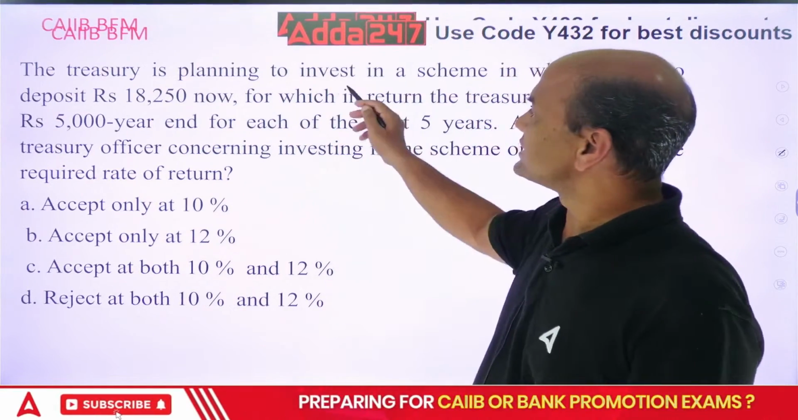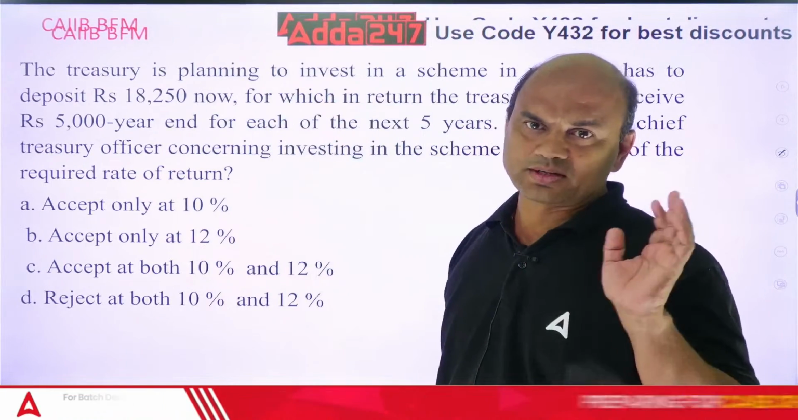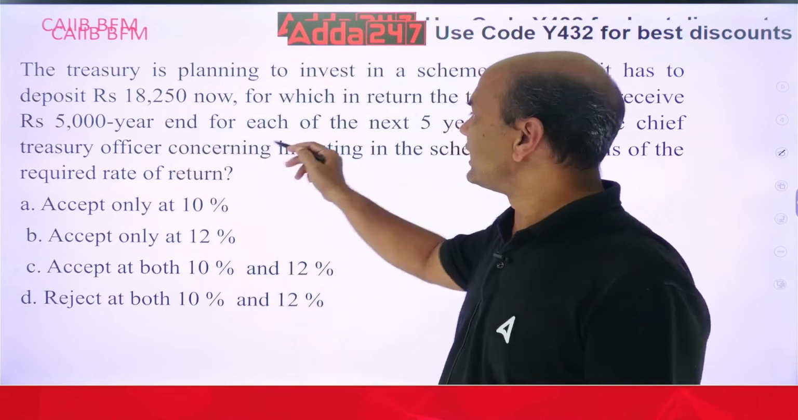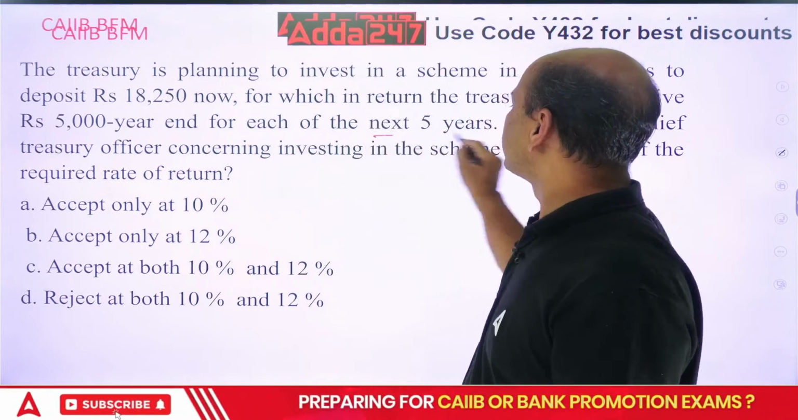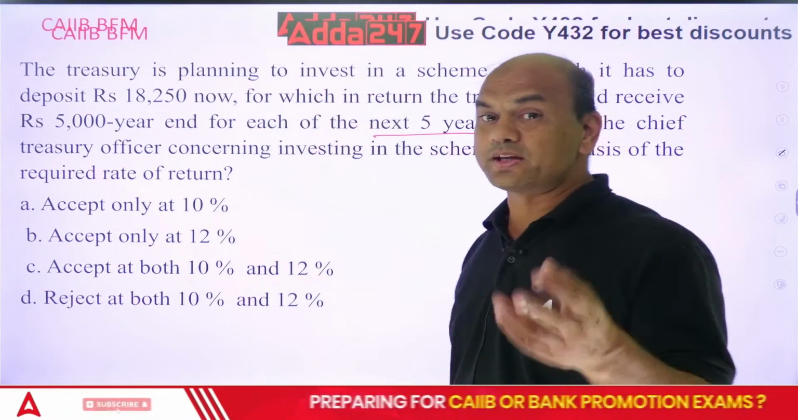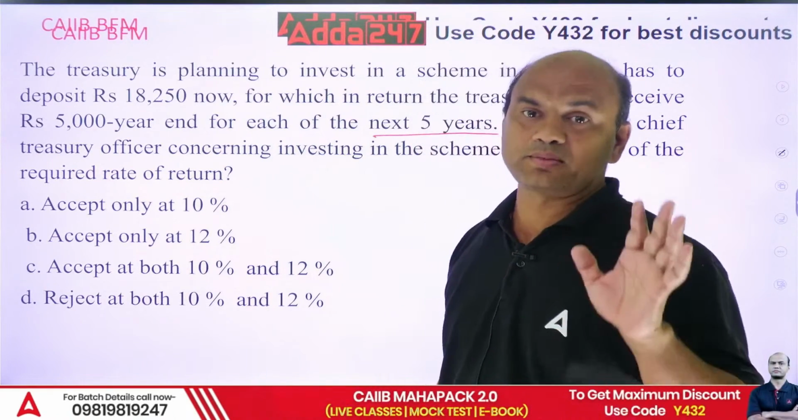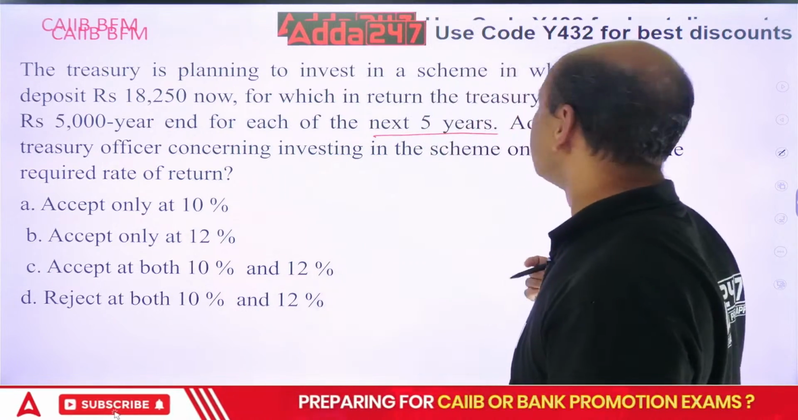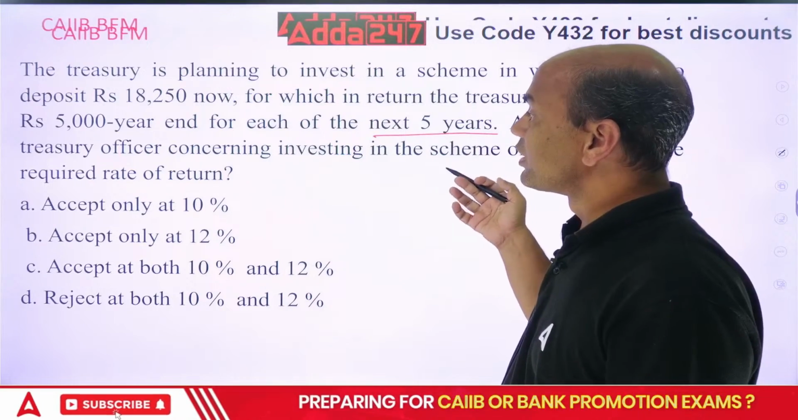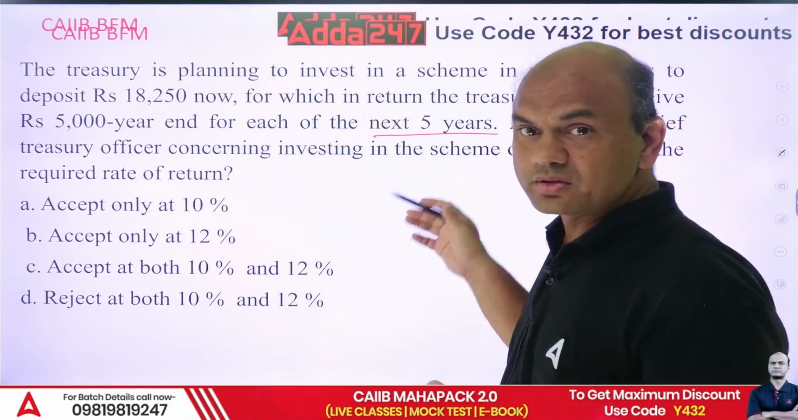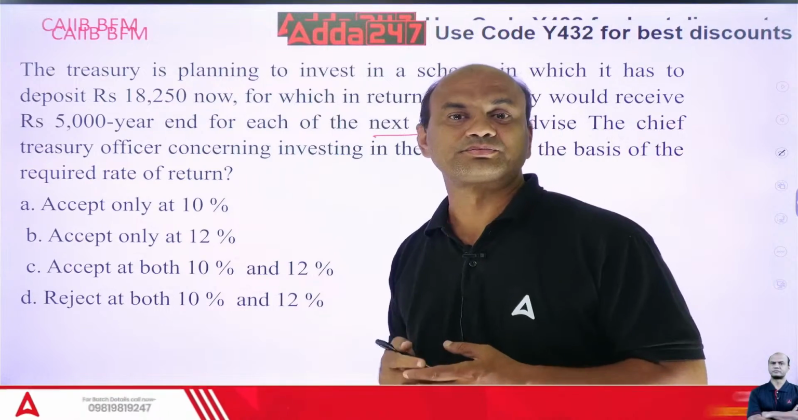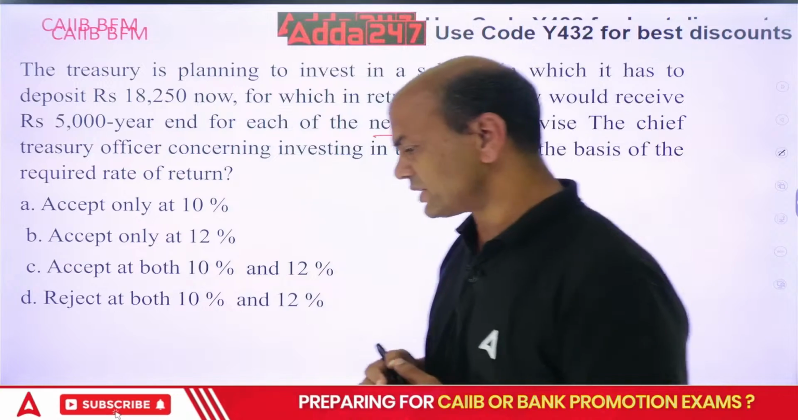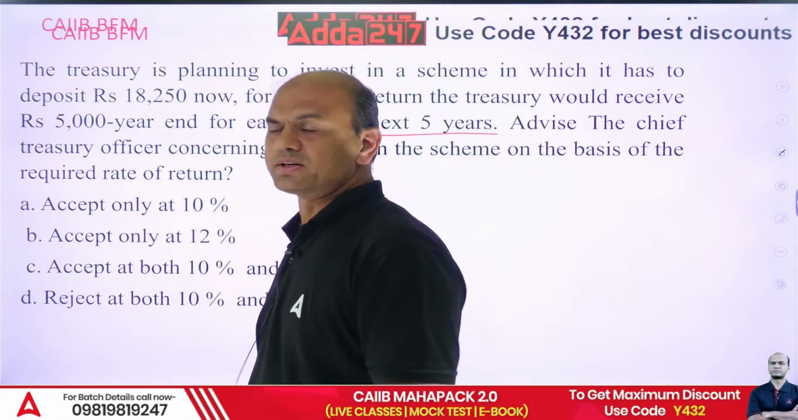So this Treasury is investing how much now? 18,250 it is investing. How much will it be getting? 5,000 at the end of each year for the next 5 years. So next 5 years, 5,000 into 5, 25,000 I will be getting. But what should I do? Should I invest it or should I not invest it? What do you say? Think over it, everyone.